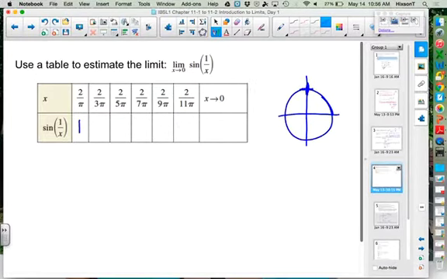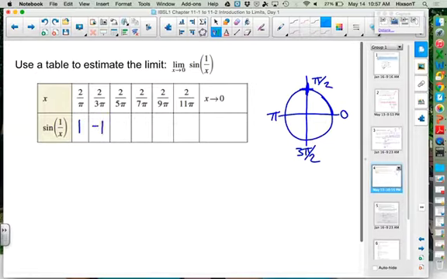So we're at 1. Now, what's 1 over 2 over 3 pi? 3 pi over 2. What's sine of 3 pi over 2? Here's 0, pi over 2, pi, 3 pi over 2. So what's sine? Negative 1.